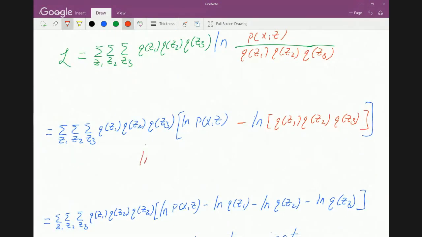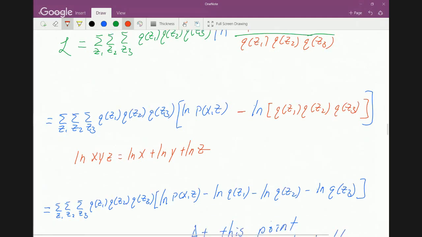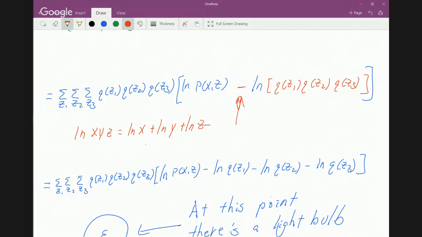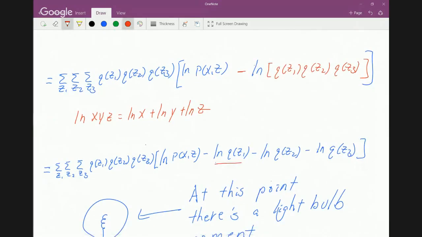If we have log of xyz, it is equal to log of x plus log of y plus log of z. Similarly here, I'm going to separate that as well. Let me write that down: log of xyz is equal to log of x plus log of y plus log of z. So now, instead of x, y, z, we have Q(Z1), Q(Z2), Q(Z3). Because of this negative here, everything will be negative. So I have log of Q(Z1) minus log of Q(Z2) minus log of Q(Z3). So that's what I did here.